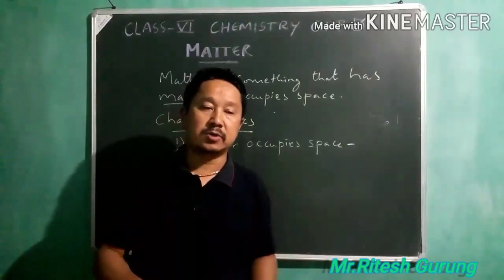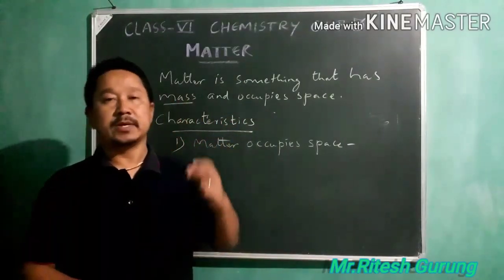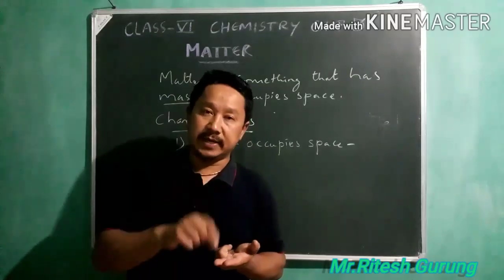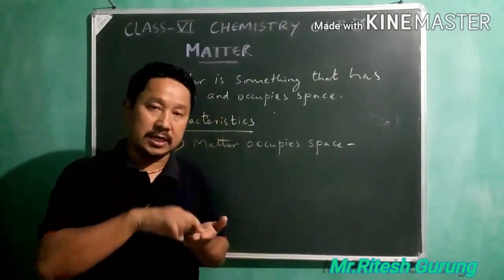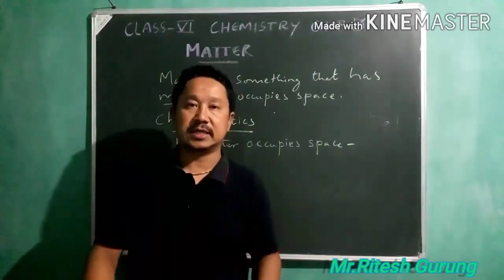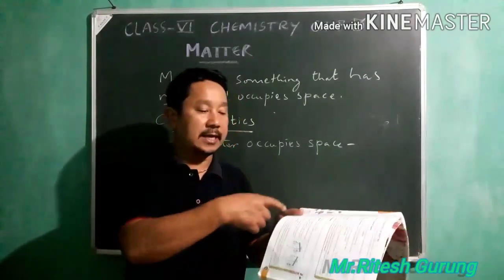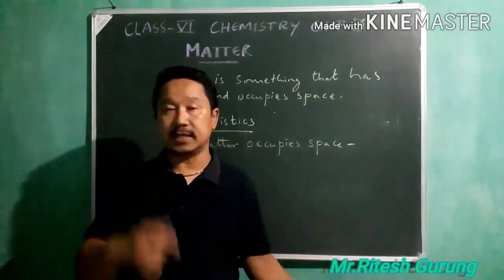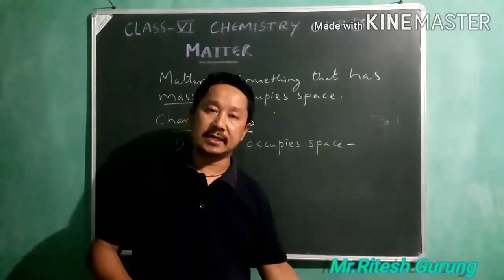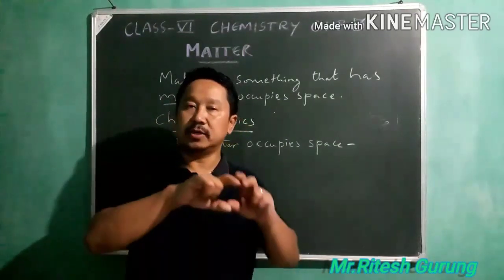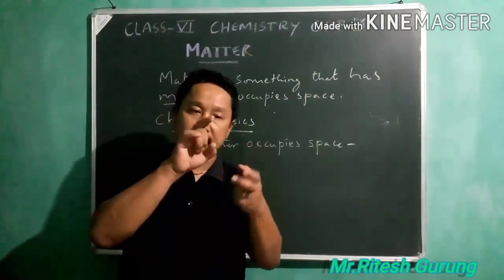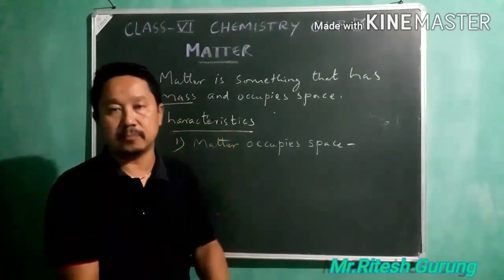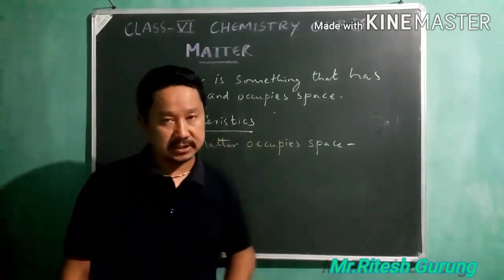The amount of space occupied by an object is called its volume. Length, breadth, and height: when you multiply them, the product is the volume. Anything that has length, breadth, and height is matter, and the product of length, breadth, and height is the volume of that object. That means matter occupies space.